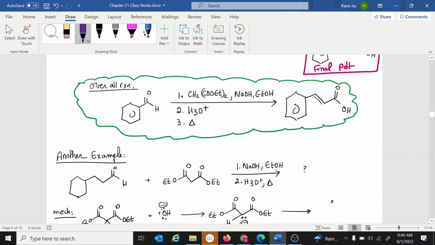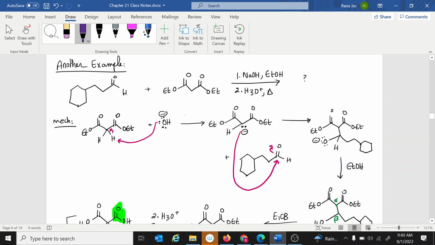Okay. Let's have another example. So see here, I give you an example where the aldehyde has the alpha hydrogen, and the diethyl malonate also has alpha hydrogen. But the alpha hydrogens here are more acidic. They are more acidic because they belong to two carbonyls. So this is why the base is going to come, take the alpha hydrogen from the diethyl malonate, form a negative charge. This is your enolate.